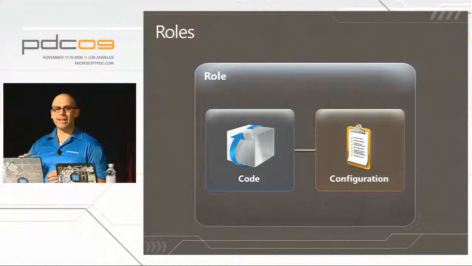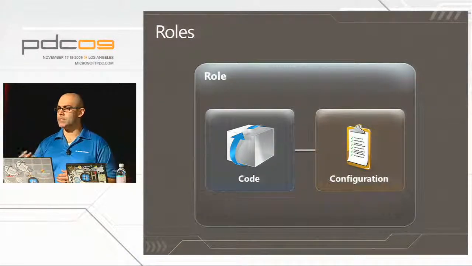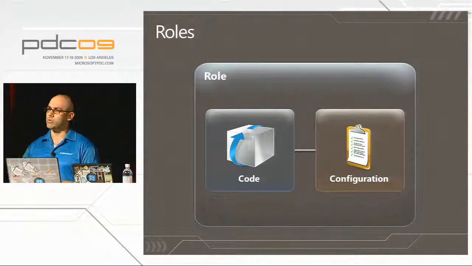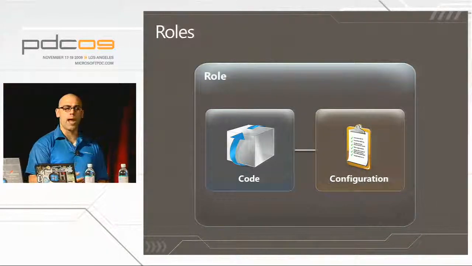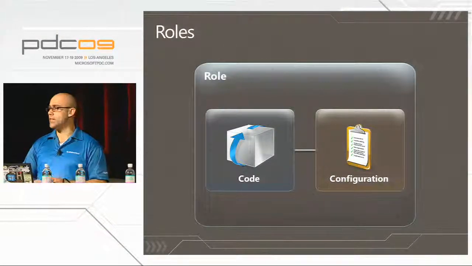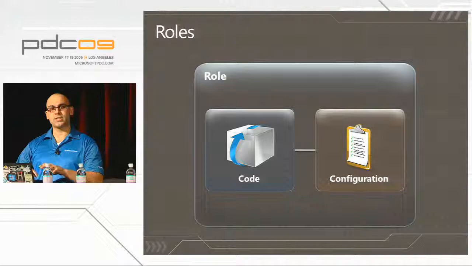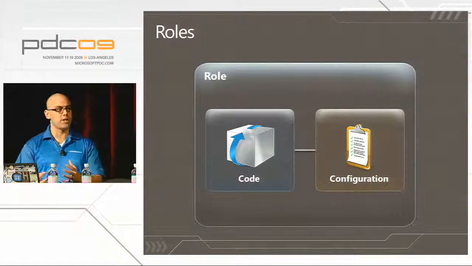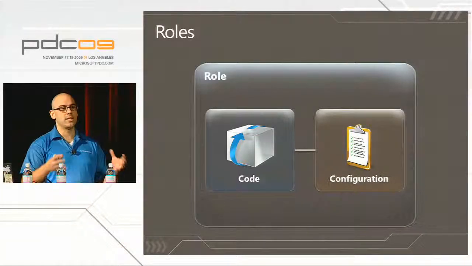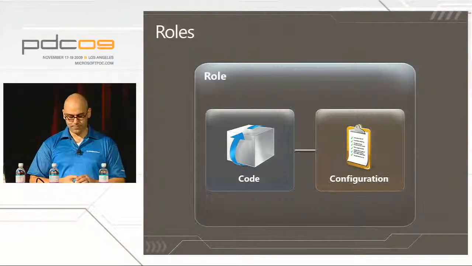It's things like how many instances should I run? What are my certificate configurations? How do I want to configure my endpoints? Do I want to use HTTP over port 80? Or maybe I want to use another port other than port 80? Or do I want to use HTTPS? That's where you're telling the environment, here's the configuration of my application, and here are the artifacts that constitute that application, and together those things form a role.